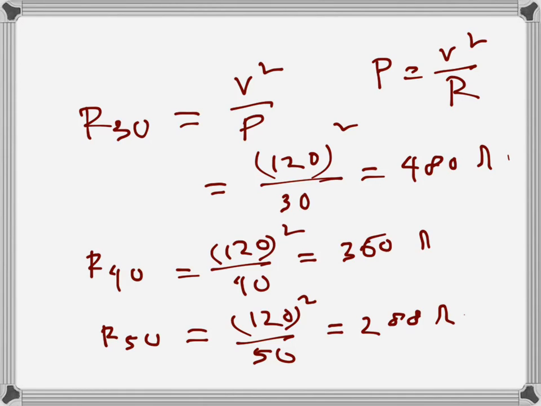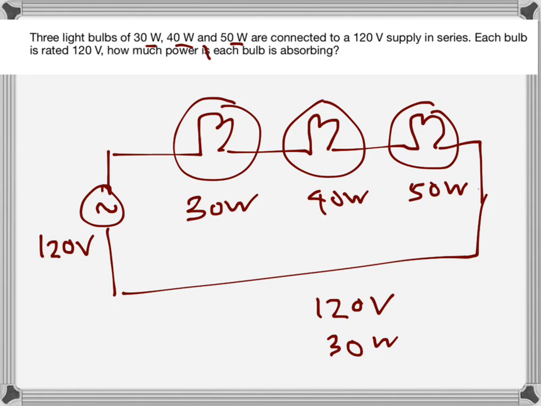Now we need to find the powers absorbed by each of the bulbs. So P30 will be, before that we need to actually find the current. We have the resistances of each of the bulbs, so this one's resistance is 480 ohms, 360 ohms and 288 ohms. So we have three resistive elements connected in series with a 120 volt power supply, and we can find the current that will flow through the circuit.